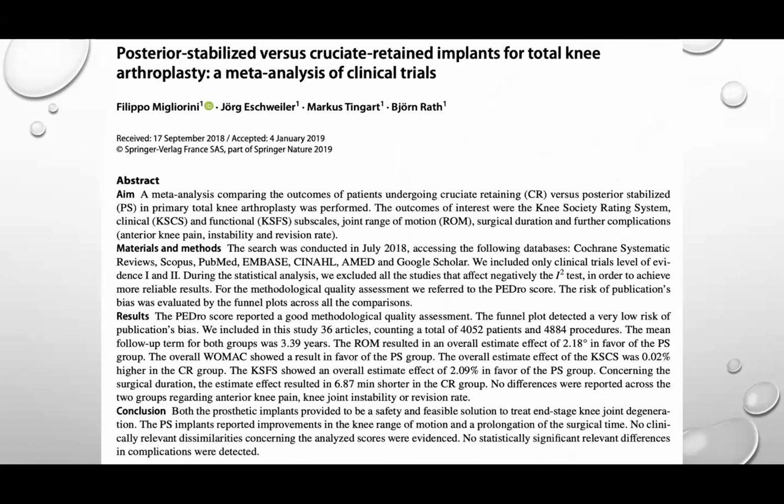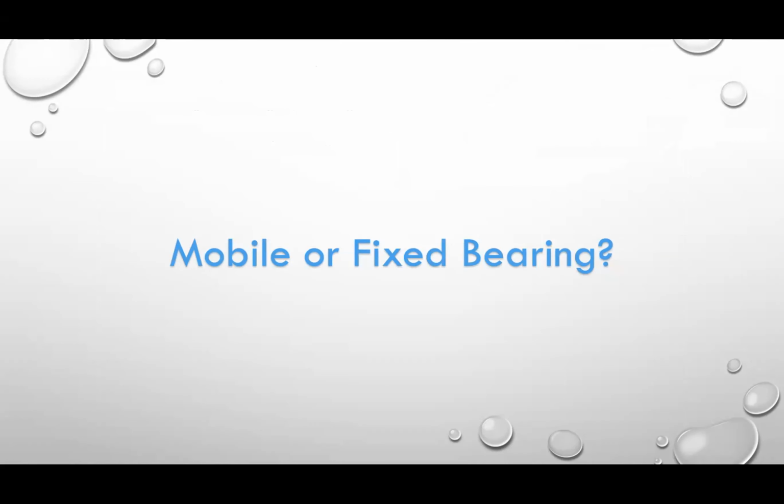So going into the literature again, we have one strong meta-analysis published in 2019. It concluded that both prostheses provide a feasible and safe solution to end-stage degeneration. There's no difference in terms of range of motion or functional outcome, and there's no dissimilarity between both implants.